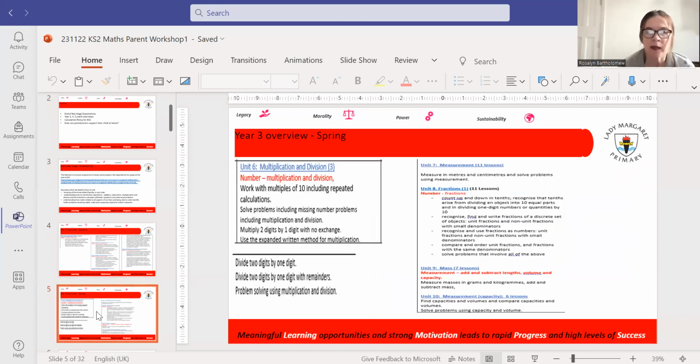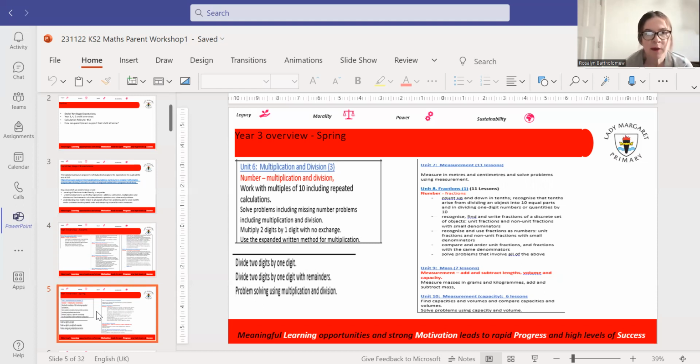In spring, they continue learning about multiplication and division and use the expanded written method for multiplication. They also learn how to divide 2 digits by 1 digit. And later, when I talk about the calculation policy, I'll show you the different ways that we teach multiplication and division. They move on to learning about measurement, and it's important that they do that as practically as possible. So using rulers, using tape measures, understanding what different units of measure are and how they're used in real life.